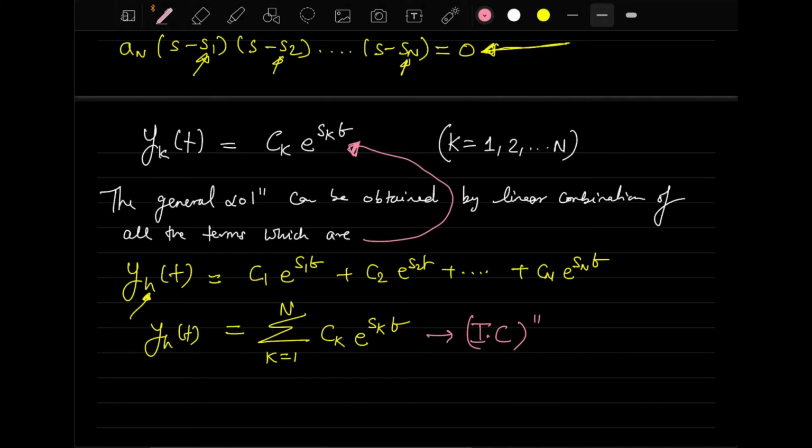And the important point is that these e to the power s_k t are also called the modes of the system or the poles of the system function. We will discuss this again, and why it is called the poles of the system, when we discuss the Laplace transforms in the later part of this course. But the important point to be noted here is that the natural response of the system actually gives information about the poles of the system. So these are also called modes of the system or poles of the system. If you have any questions here regarding the solution of this homogeneous equation, you can ask me.